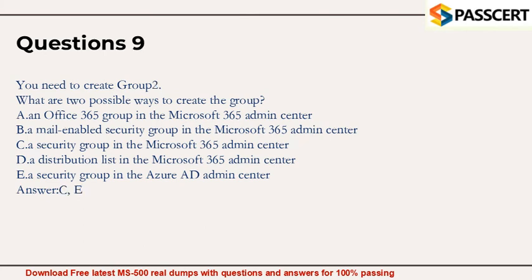Question 9. You need to create Group 2. What are two possible ways to create the group? A. An Office 365 group in the Microsoft 365 Admin Center. B. A mail-enabled security group in the Microsoft 365 Admin Center. C. A security group in the Microsoft 365 Admin Center. D. A distribution list in the Microsoft 365 Admin Center. E. A security group in the Azure AD Admin Center. Answer: C, E.